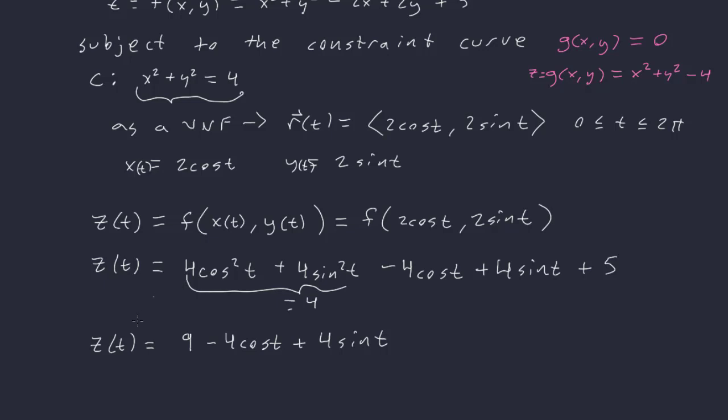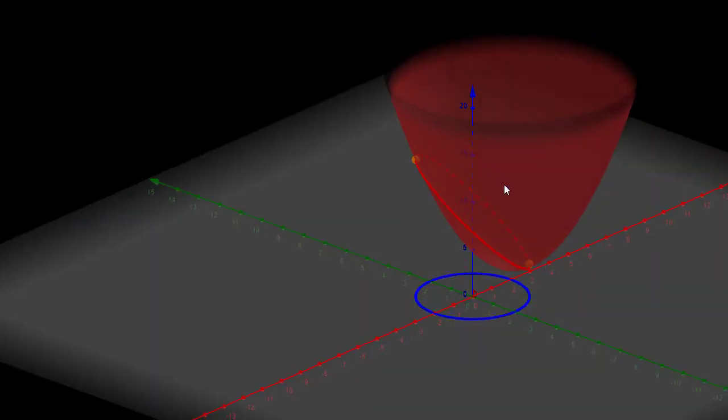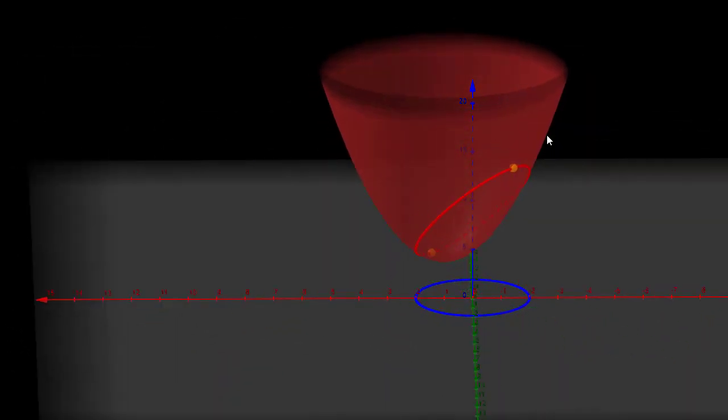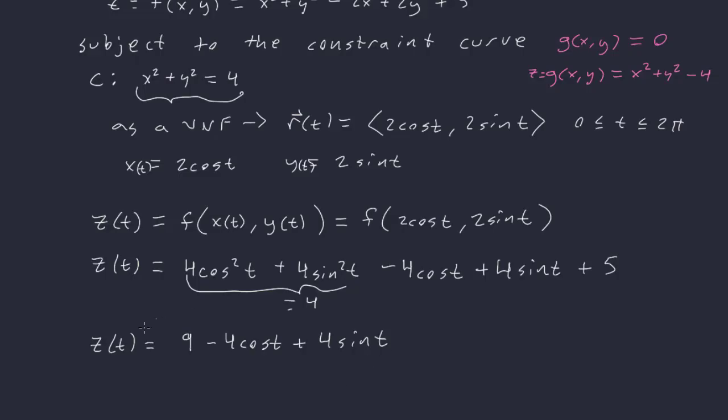Okay, so what this gives us is now the vector valued function that models this curve here, okay, is this. Let's call it c of t for the curve. It's going to be 2 cosine t, 2 sine t, and this z of t we just found. So I'll just, instead of rewriting this, I'll just say comma z of t.